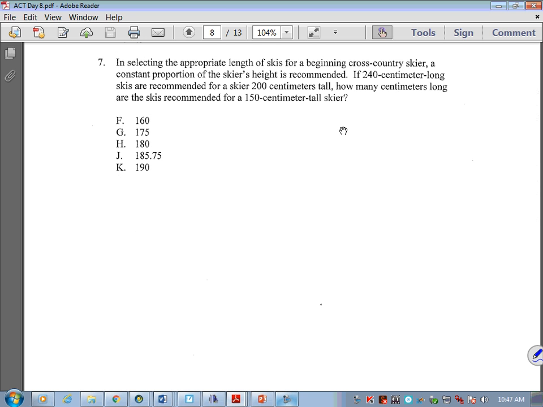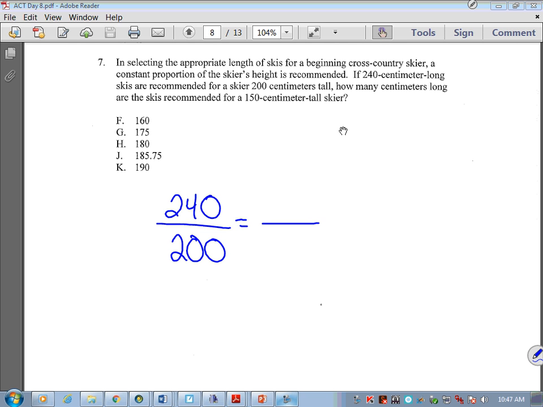All right, so again, scale. Let's work on a scale here. Now, I give you a whole bunch of setup information. I'm going to skip past some of that. If I have skis that are 240 centimeters long, they work for a guy that's 200 centimeters tall. Okay, so let's do skis over height. Which means when I get over here, if I find a skier that is so tall, I need to make sure that I put his height in relation to height. So we're going to do skis over height. I've got an unknown length of skis. So 150 times 240 divided by 200. Okay, 180 is correct. So we should get H.